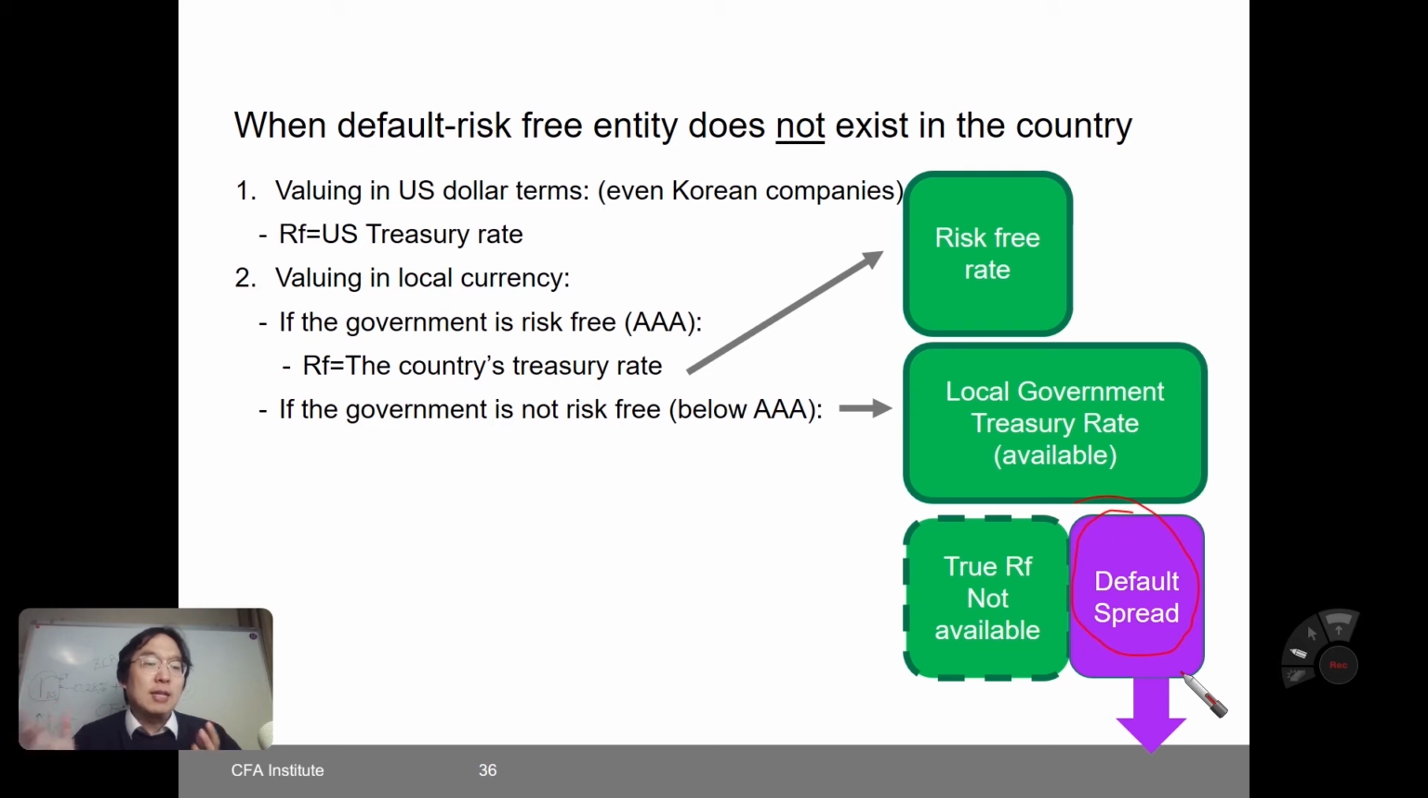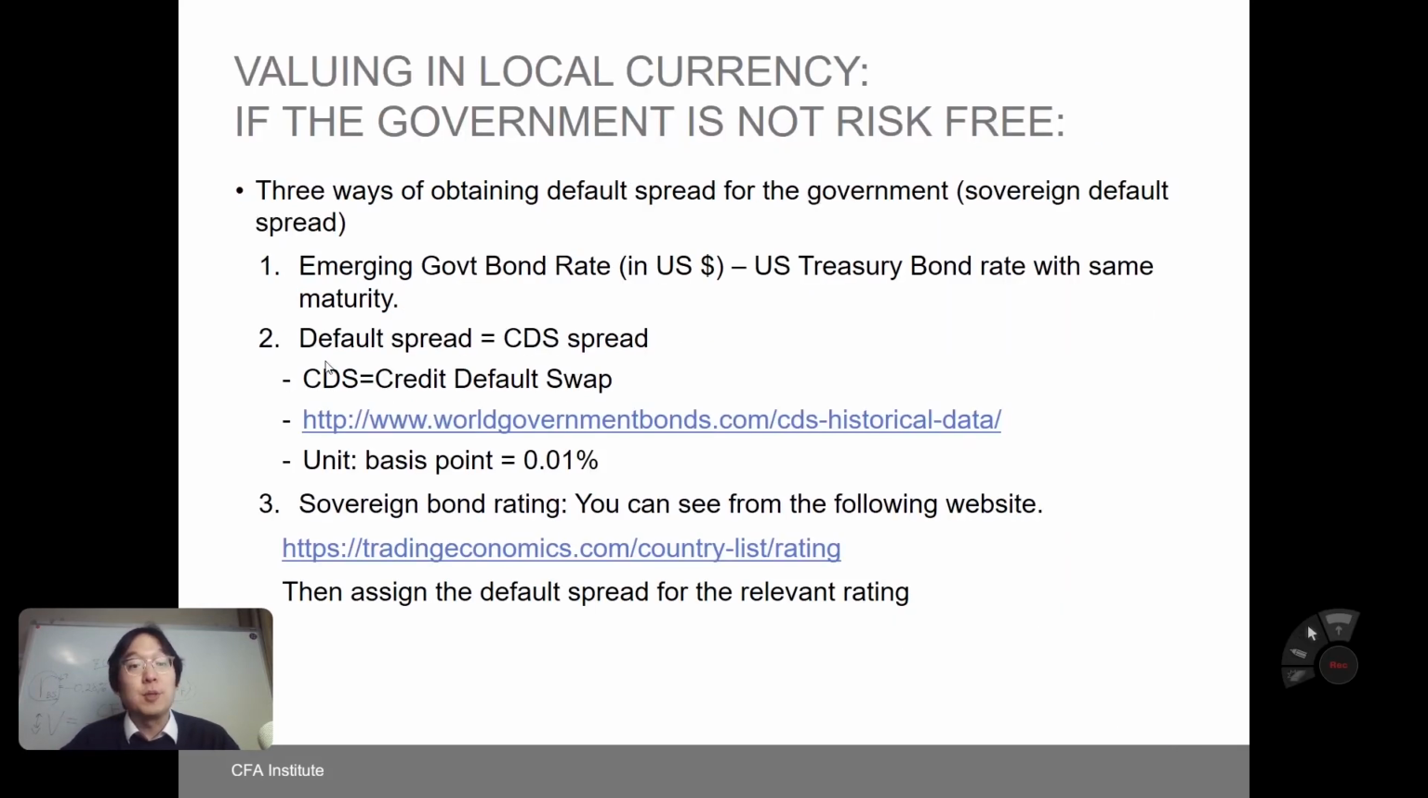You may say, oh, that default spread was obtained from US dollar terms, but as long as we are doing valuation in Korean won, isn't the Korean government's treasury rate just good enough? In a very simple setting, you are right. In a loose sense, you are right. But I said we are being very stringent over here to estimate the true risk-free rate of Korean government in Korean local currency. Still, there may be some chance that the government may declare bankruptcy. So that's why we are subtracting the default spread to estimate the true risk-free rate of Korea. That is why we are doing the first approach.